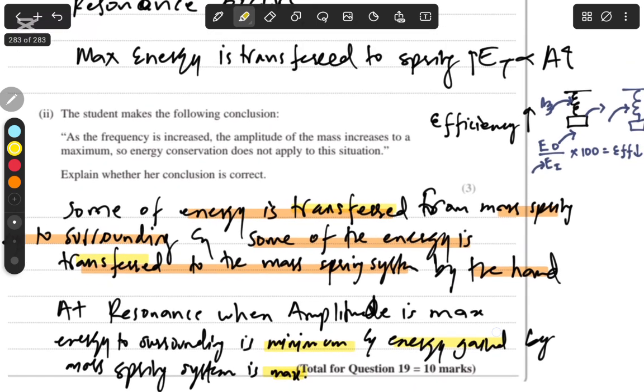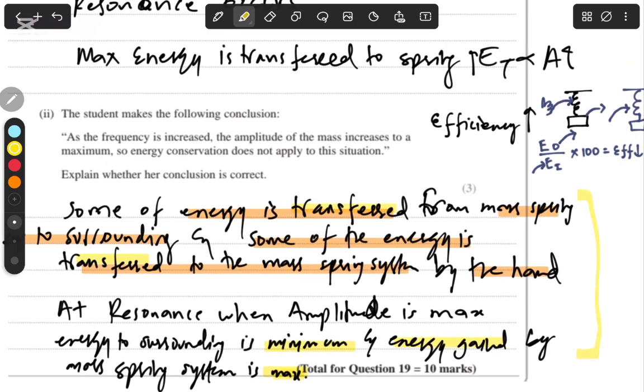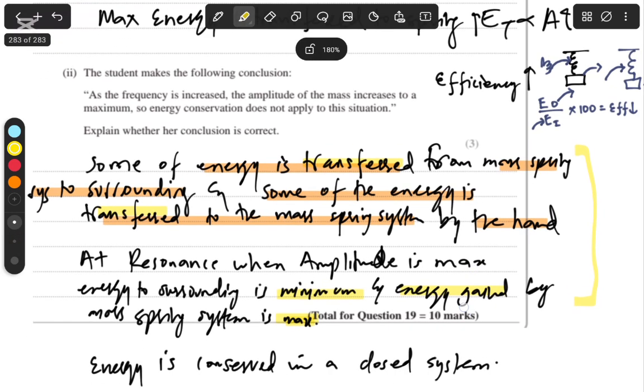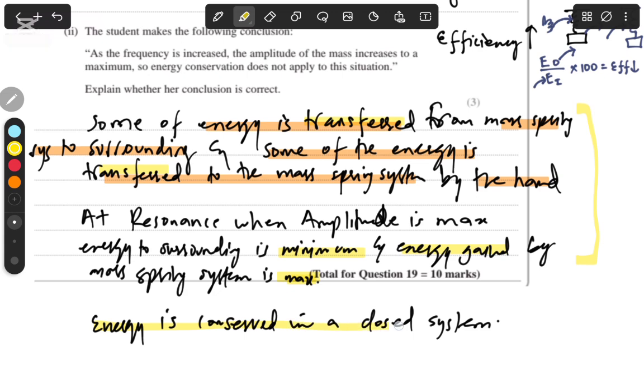So using this we can understand what's going on. Why does this amplitude increase to a maximum? It's because the energy that is lost to the surroundings is minimum. So that's what actually happens. So energy is conserved in a closed system. So the student is actually wrong.